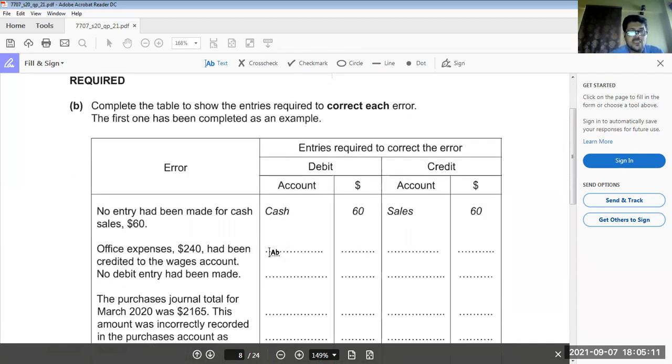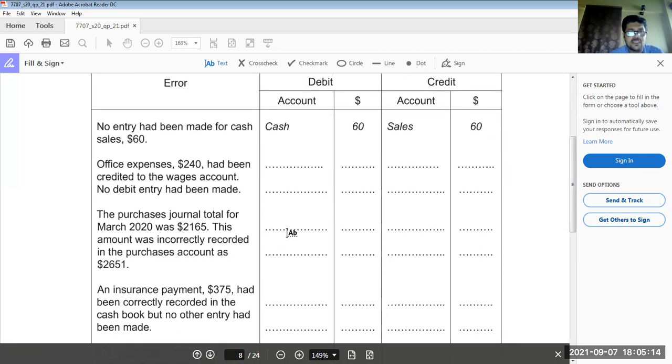No entry for cash sales: cash debit, sales credit. What about office expenses? The office expense had been credited to the wages account. What do we have to do here? We have to debit office expense because it is not yet debited. Debit 40. Wages was wrongly credited, so we have to debit wages 240, and we have to credit suspense.